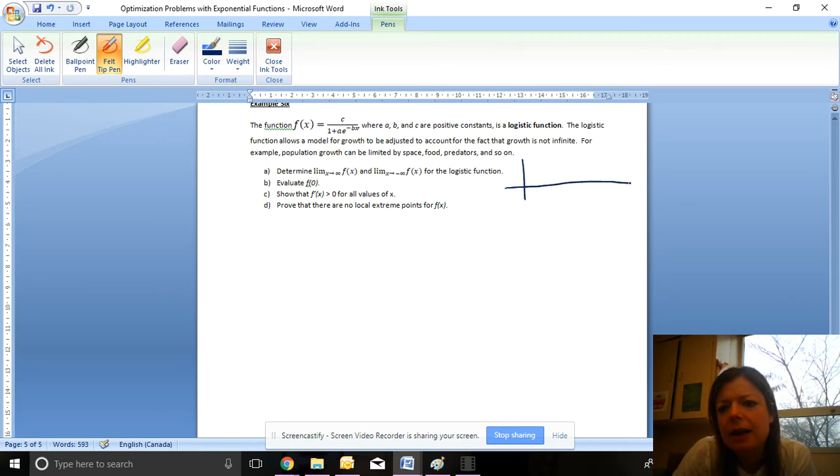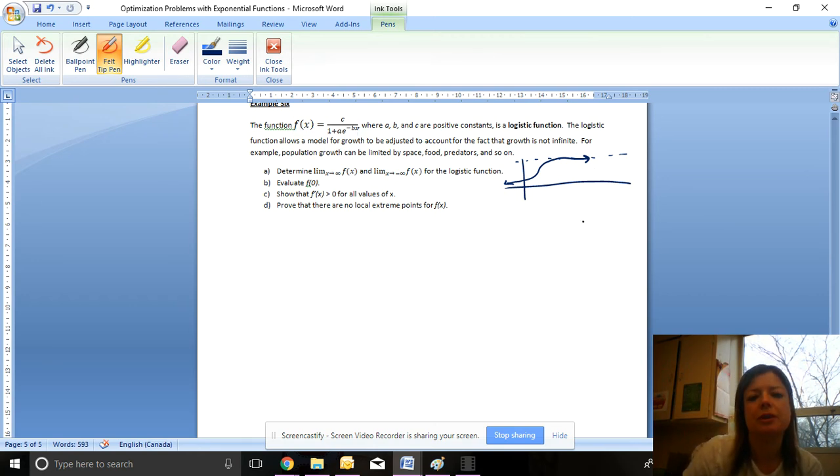So it's the kind of graph that will have some kind of upper limit like this. It usually looks like an S, like it grows, but then hits a maximum like that. Okay, so we're going to use limits to prove the different portions of this function. So determine the limit as x goes to infinity and negative infinity.